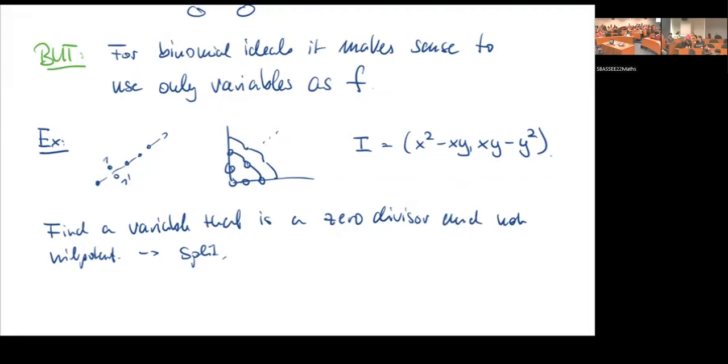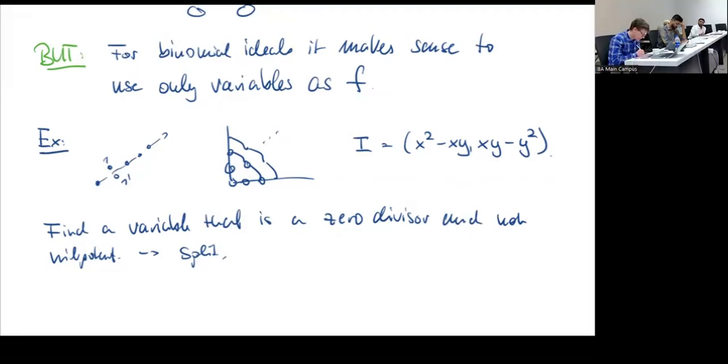The zero divisor of x plus y. What are the zero divisors? You can speak. Maybe the x. Okay, let's do it with x. Because of the symmetry, x and y both work. So that's good. Have you computed I colon x? I think it can be computed in our minds.